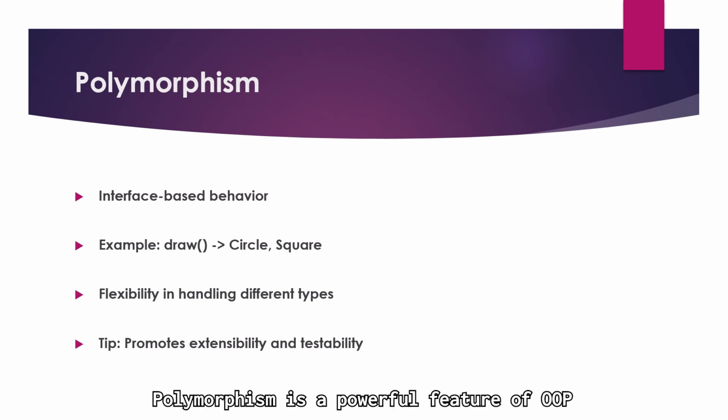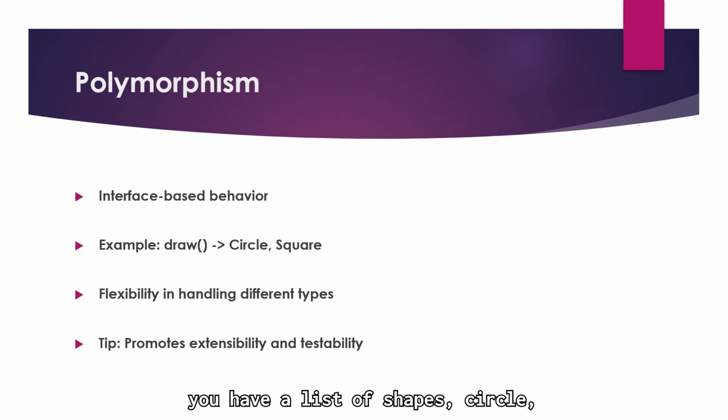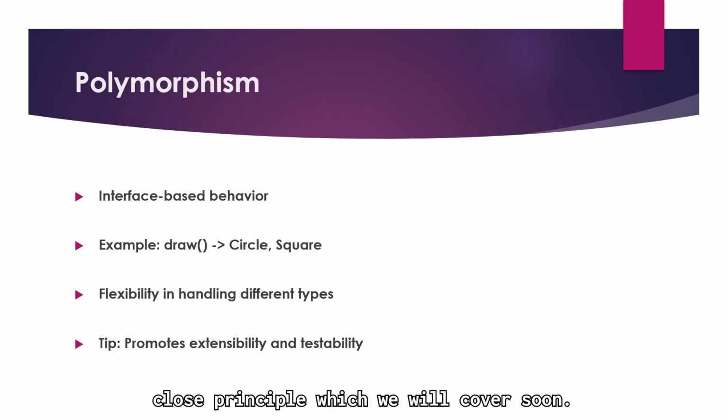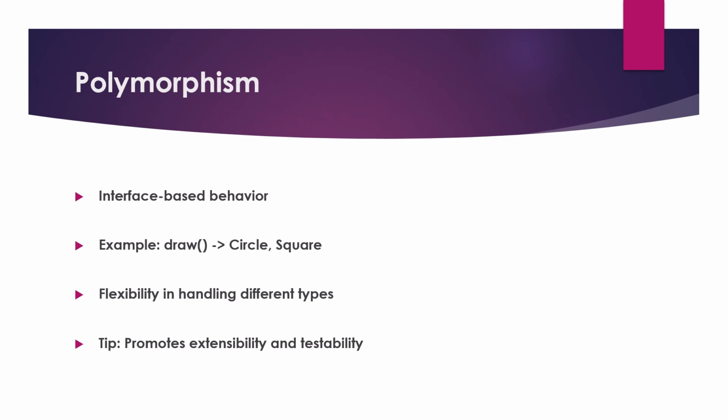Polymorphism is a powerful feature of OOP that lets us treat objects of different types through a common interface. Imagine you have a list of shapes: circle, square, triangle, and you want to draw each one. You don't need to know the exact type of shape, you just call draw, and the right implementation runs. This makes your code extensible. You can add new shape types without changing the existing code. It also improves testability and adherence to the open closed principle, which we will cover shortly.